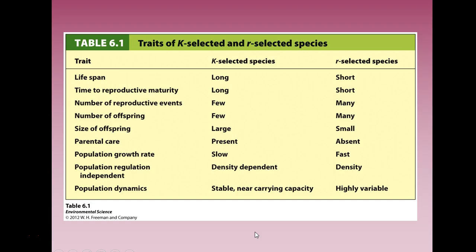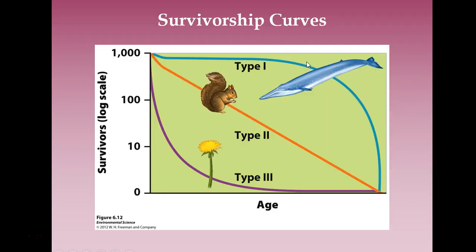So you can see here some traits in this table, and you can copy this down on your own time, that give you an idea of K-selected versus R-selected. The biggest ones are lifespan, number of offspring, size of the offspring, and parental care. These are big determining factors when we're categorizing something as K or R-selected.